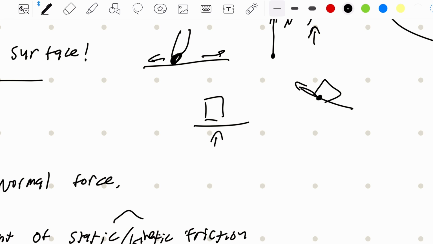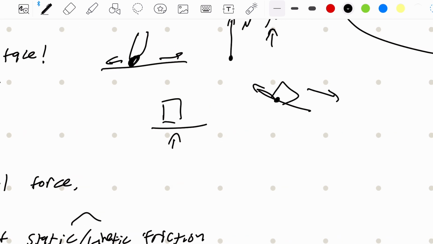If the object is now, for instance, sliding down something, there's now a kinetic friction. There's something that is actively opposing the motion of that box or that object sliding down.